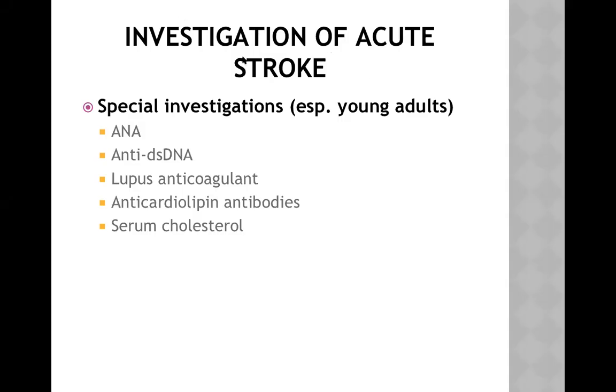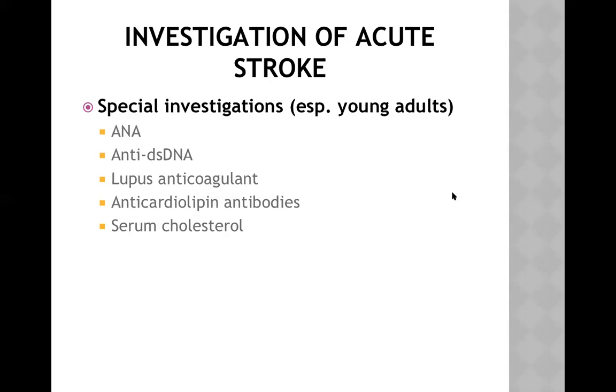Now there are some other important or special investigations which we like to do, and these are mainly important in young adults. Let me explain this for you. Stroke is more common in older people, we all know that, mainly because of atherosclerosis and its risk factors. But sometimes if a young patient develops a stroke, then we think about other causes as well, like connective tissue disorders and familial hyperlipidemia, isn't it?